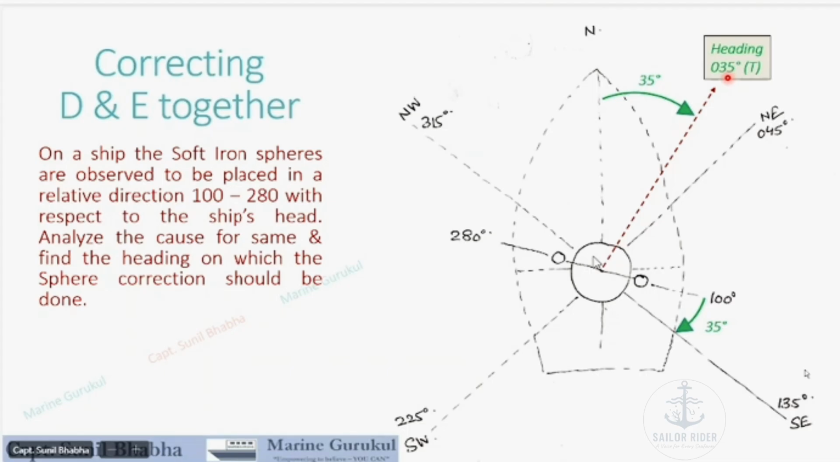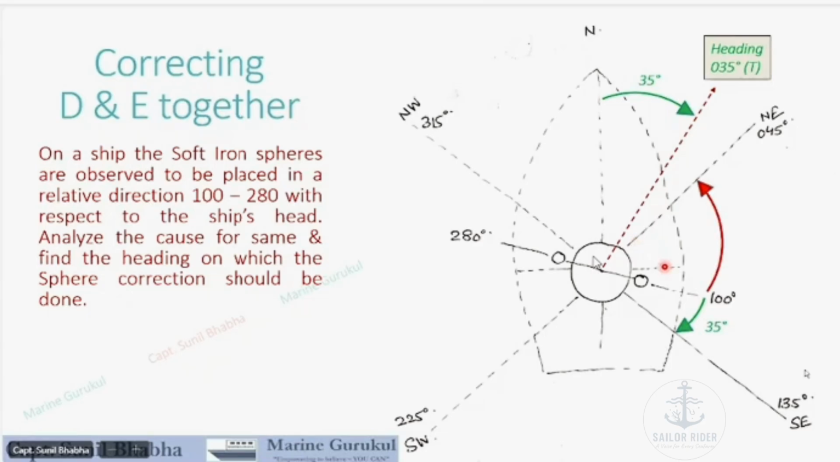Now there is one more possibility which is available to us. Instead of taking the starboard corrector sphere to the southeast direction, we can also take the starboard corrector sphere to the northeast direction. That is also an intercardinal direction. So the starboard corrector sphere can be taken to the northeast direction also.